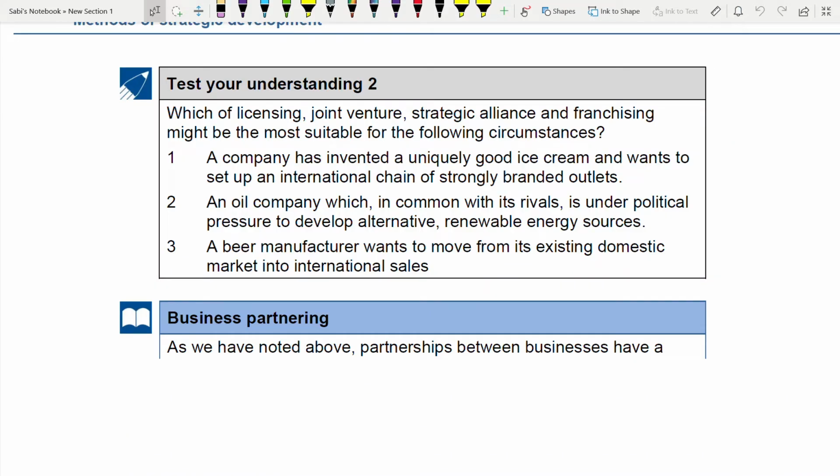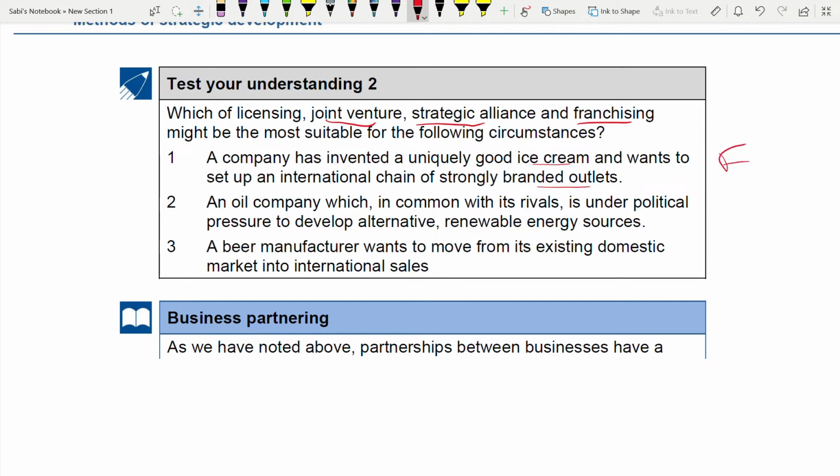Test your understanding 2. In test your understanding 2, you have been given 3 situations where you have to decide whether joint venture, strategic alliance or franchising is the most suitable. So let us read the first one, out of these 3. A company has invented a uniquely good ice cream and wants to set up an international chain of strongly branded outlets. Like Pizza Hut or McDonald's is doing, right? So what comes to your mind? What do you think? Joint venture, strategic alliance or franchising? I think it is franchising. So I will write F next to it.